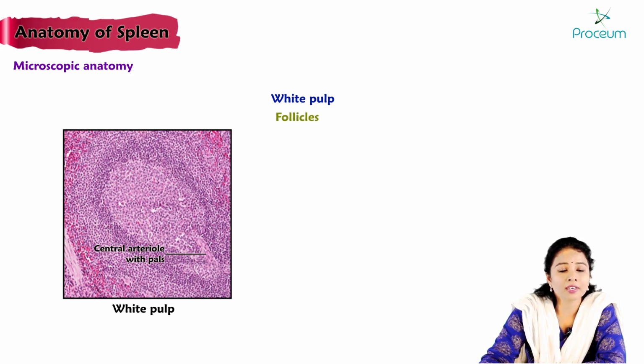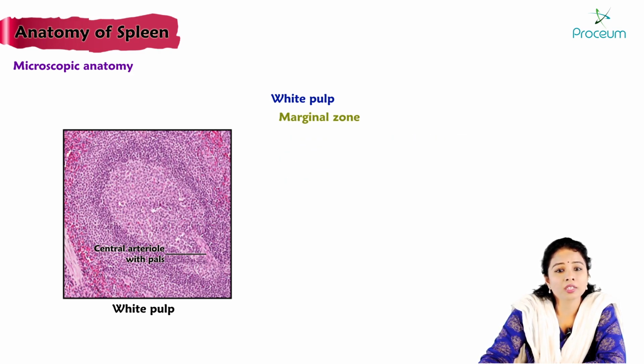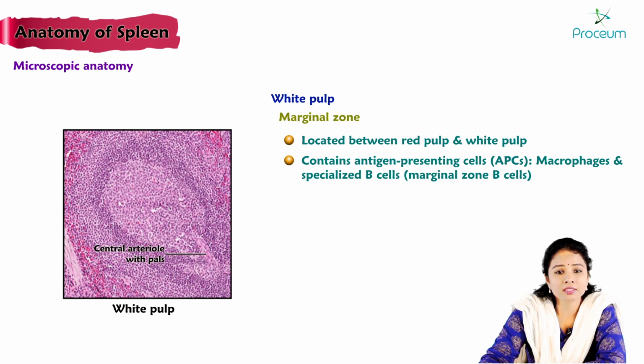Follicles, that is the lymphatic follicles. The main components of white pulp are the lymphatic follicles, which are in close association with arteriolar lymphatic sheath, and contain B lymphocytes. Marginal zone. Marginal zone is located between the red pulp and white pulp. It contains the antigen presenting cells like macrophages and specialized B cells, which are called marginal zone B cells.